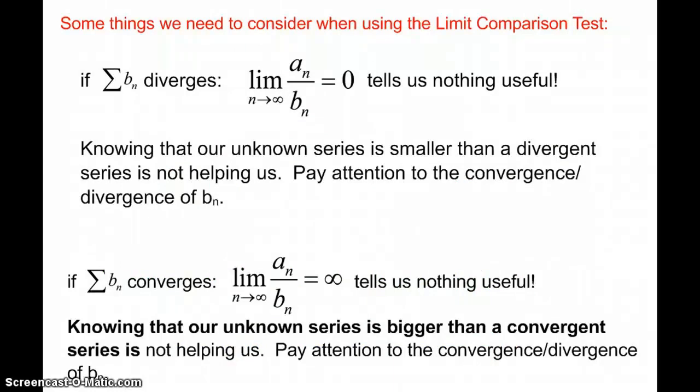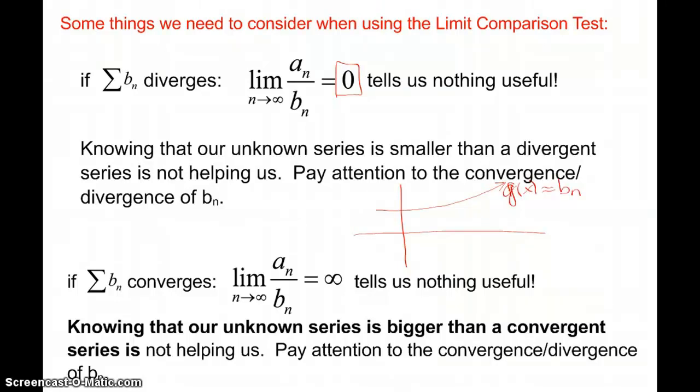If B sub n diverges, this result tells us nothing. Knowing that our unknown series is smaller than a divergent series isn't helping us. You have to pay attention to the convergence and divergence of B sub n. That's like telling us, okay, here is a function that is behaving kind of sort of like B sub n.